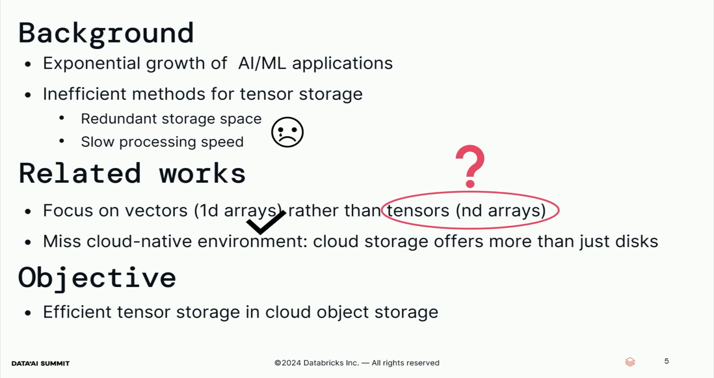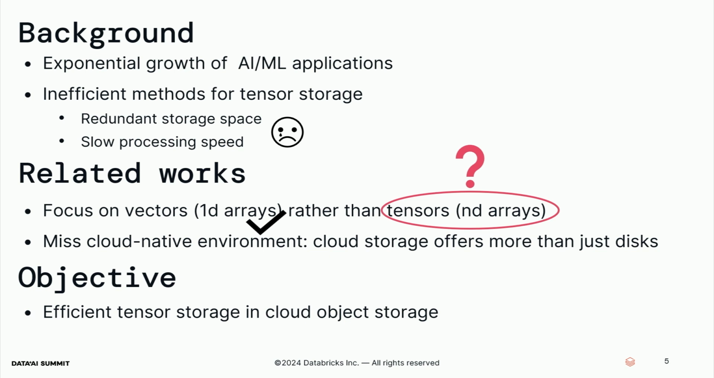We all know that currently we are in the era of foundation models, and large language models like Llama and GPT possess billions of parameters. But currently, there are no efficient methods for tensor storage. The methods either take redundant storage space or the processing speed is low, like the Python loader.